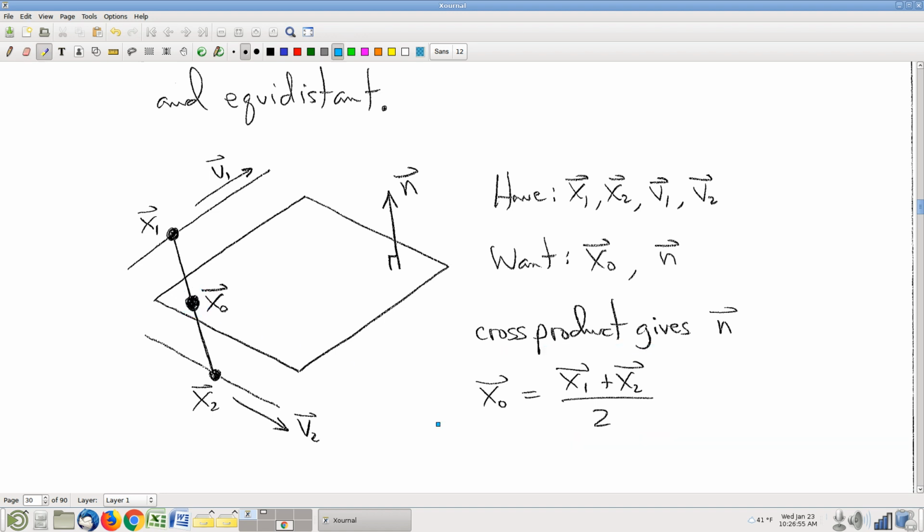I'm going to explicitly compute the distance from this line to this plane. And I'm then going to explicitly compute the distance from that line to that plane. And we're going to prove that those two distances are equal, if you use this formula. So here's how that calculation goes.